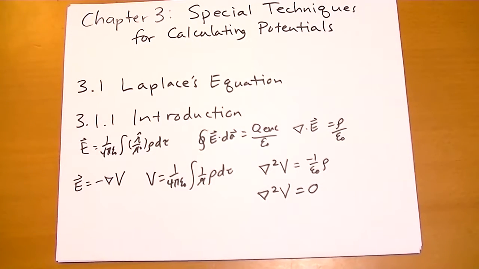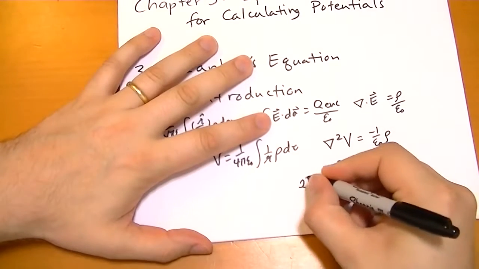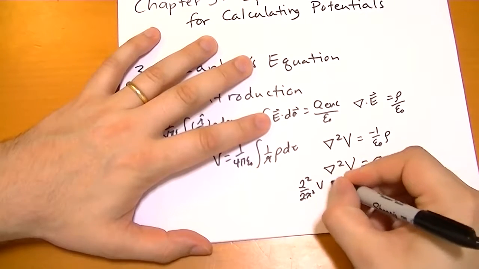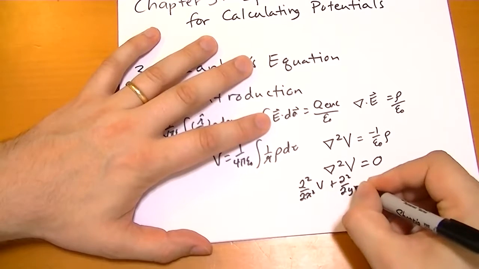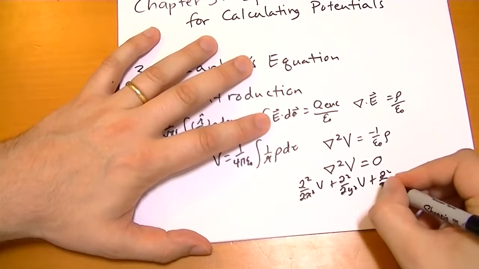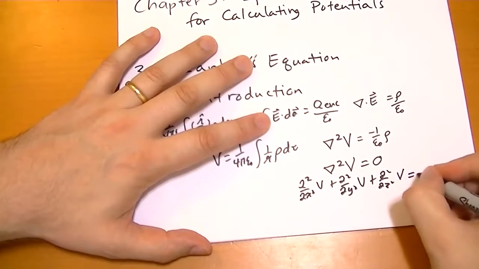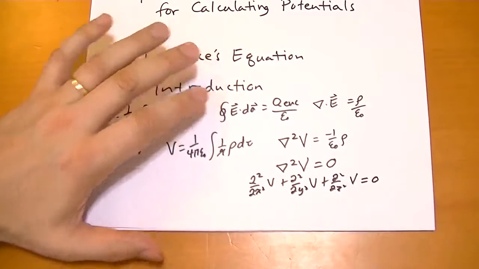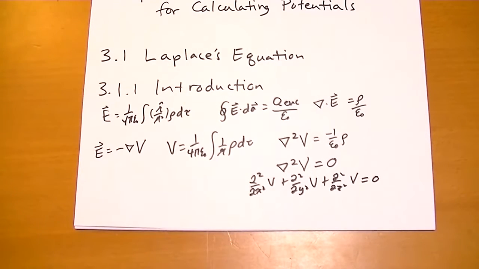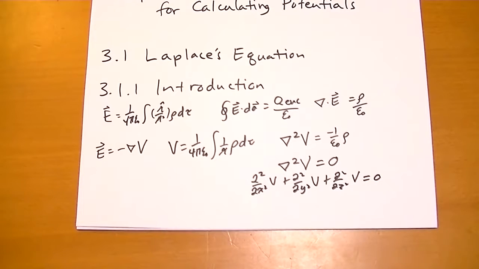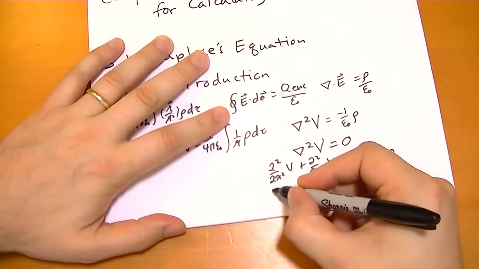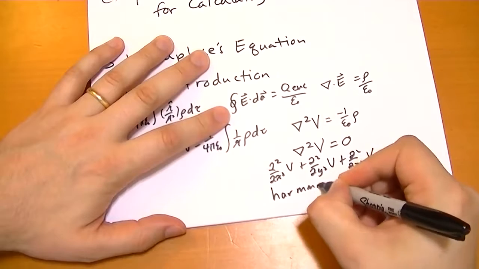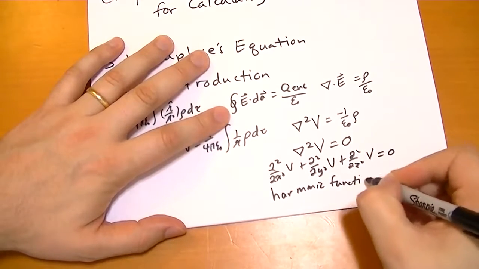Okay, so writing this out in full form, we have the second derivative with respect to x of V, plus the second derivative with respect to y of V, plus the second derivative with respect to z of V, is going to equal 0. And if you've taken a class on partial differential equations, you should recognize this. You should already know the name of Laplace's equation, and you should probably know how to solve these. Solutions for this differential equation are called harmonic functions. You'll see why as we discuss them.